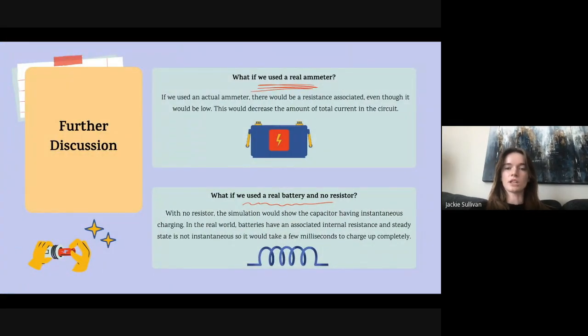So further discussion: if we had used an actual ammeter, then the resistance would be associated with the ammeter and it wouldn't just be 0 like we simplified it to in our simulation. It would still be extremely low though, but this would decrease the amount of total current we have in our circuit.